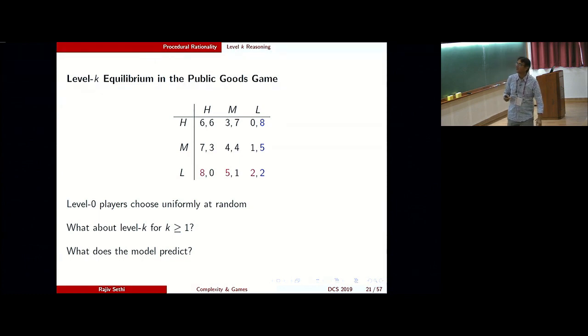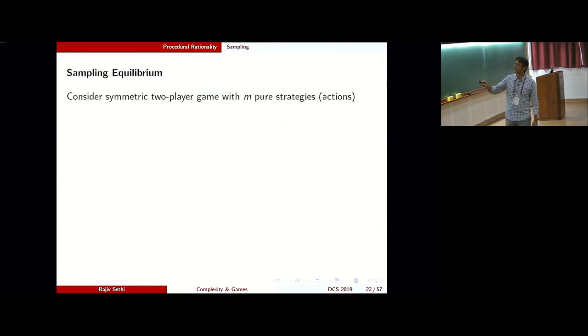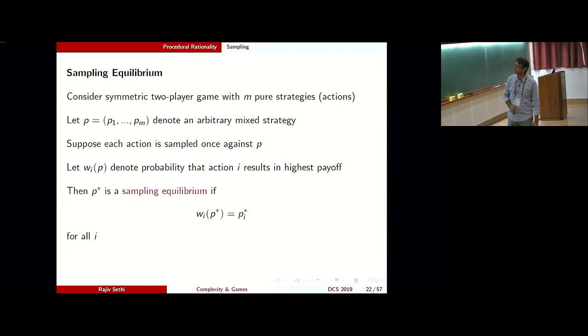Okay, all right. So basically, what is a sampling equilibrium? Sampling equilibrium is defined as follows. Let P be the probability, the frequency with which each action is being played in the population, and let Wi of P be the likelihood that action i results in the highest payoff when you sample every action once. Okay, that's the definition of Wi(P). It's a random variable, and yes, it does depend on P.